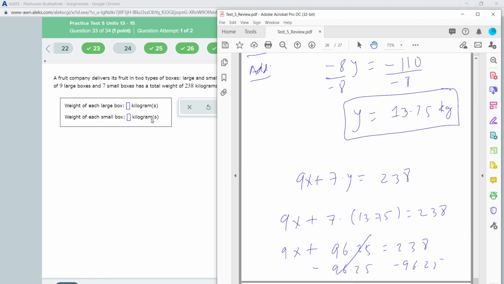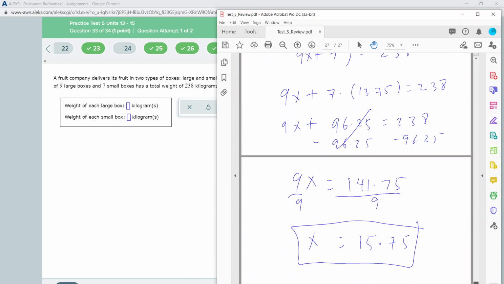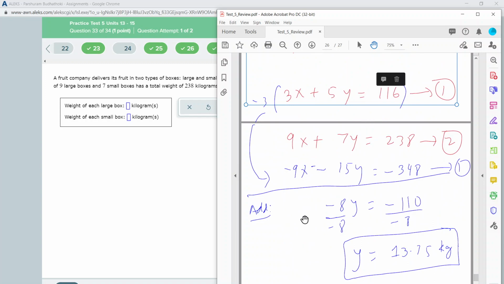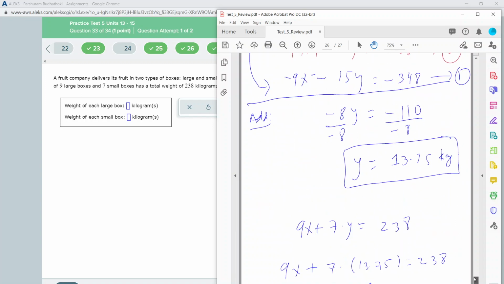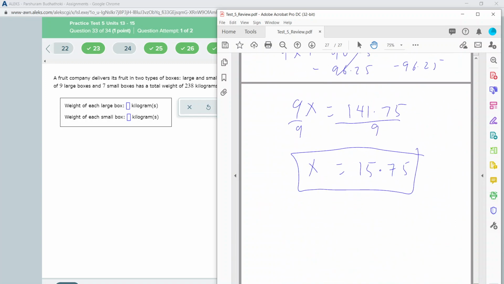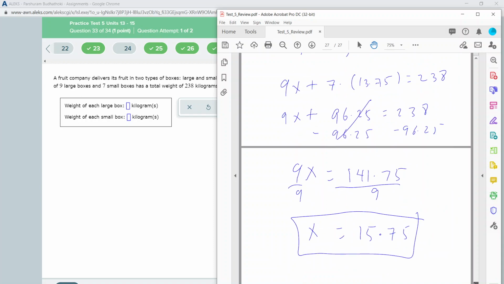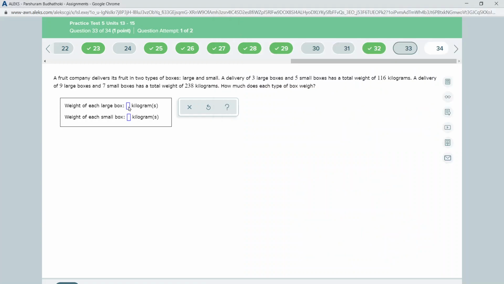Remember, you can always check your answer by plugging the values of x and y back into the system of equations. I'm not going to do that myself. I'm going to check it directly here because I can do that, but not you, because you don't get another chance. Okay, so x equals 15.75, that's the weight of the large box, and y equals 13.75.